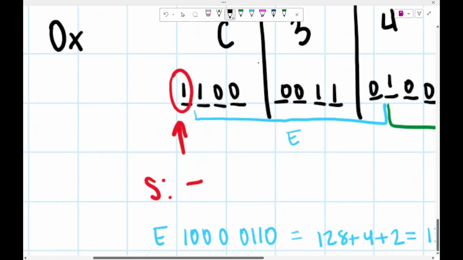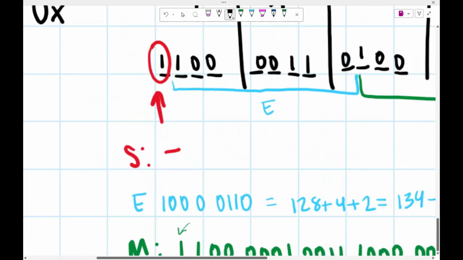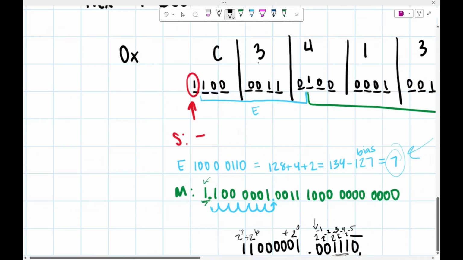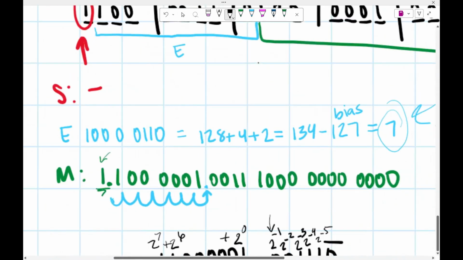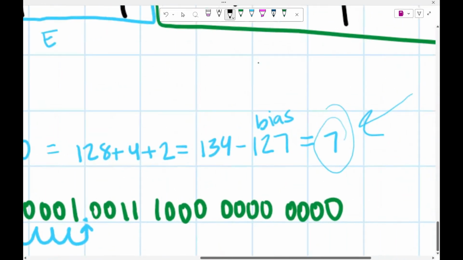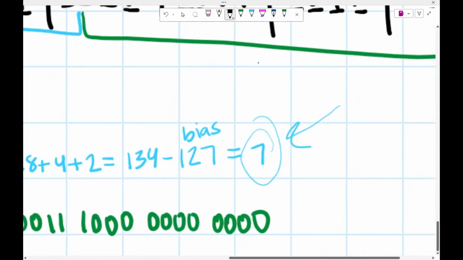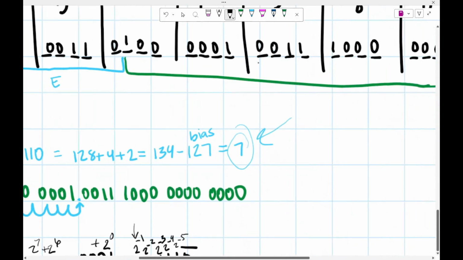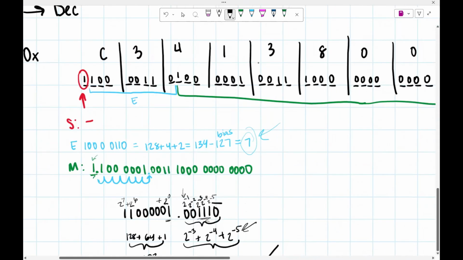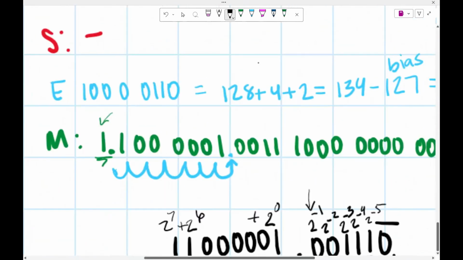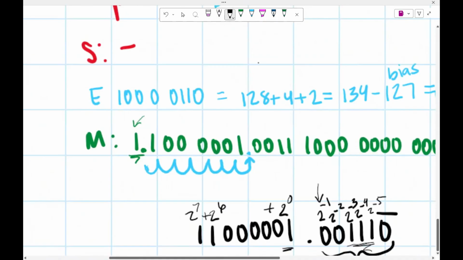We know the first number is our sign, and that was a 1, so we said that was negative. The next 8 bits are our exponent. We convert that to decimal, subtract the bias, and that's how we get our exponent. The rest is the mantissa. We reintroduce that 1 and then the decimal point.